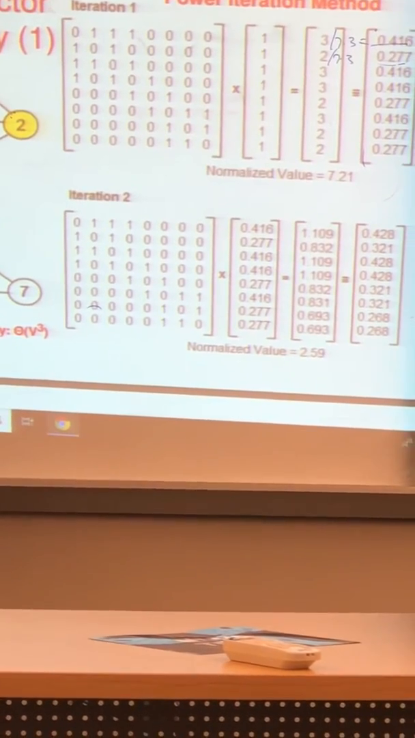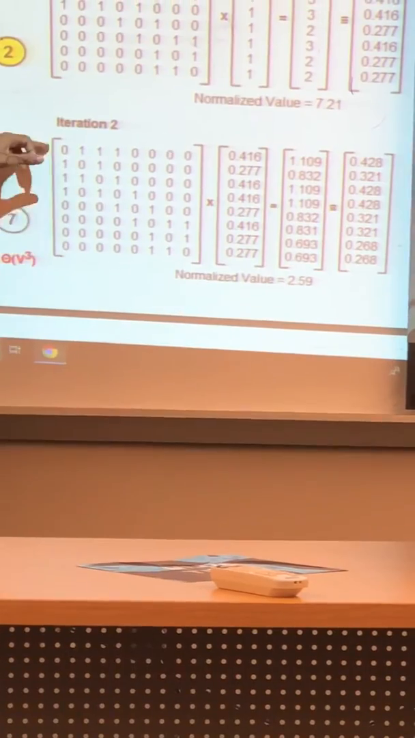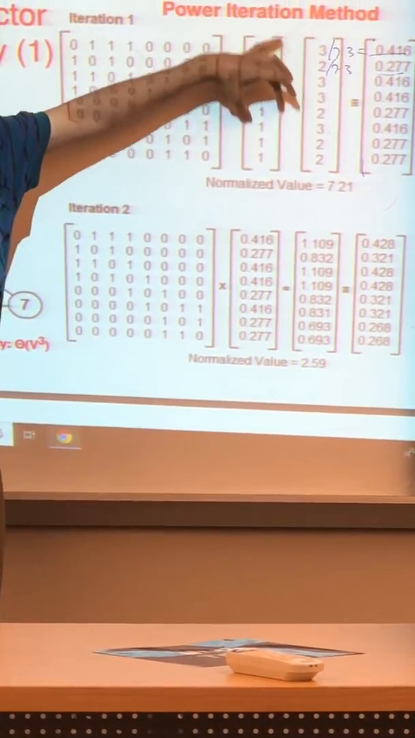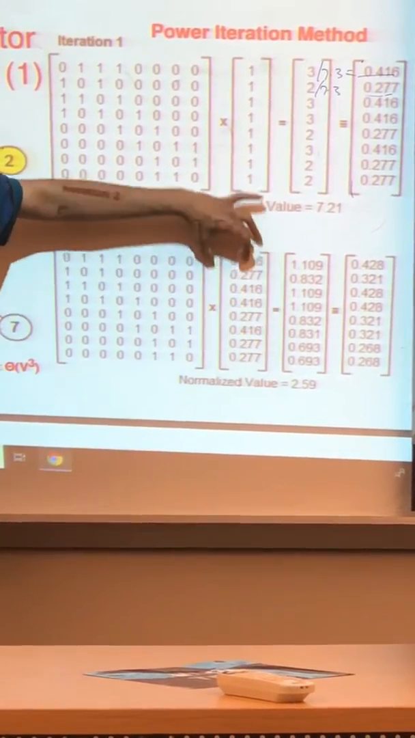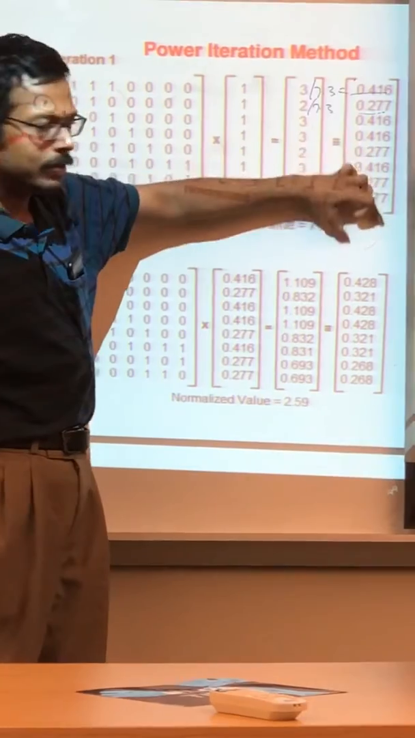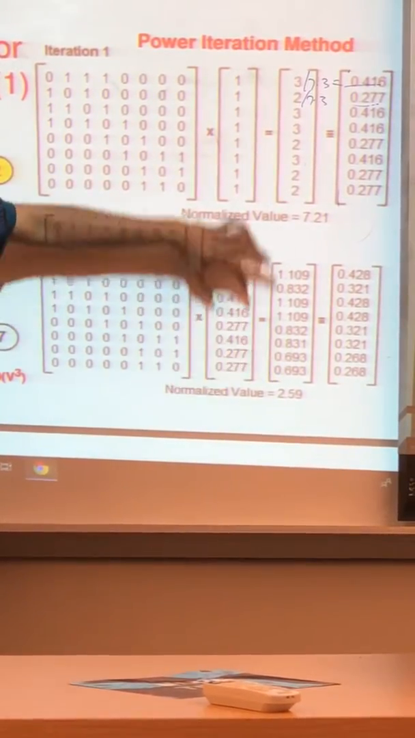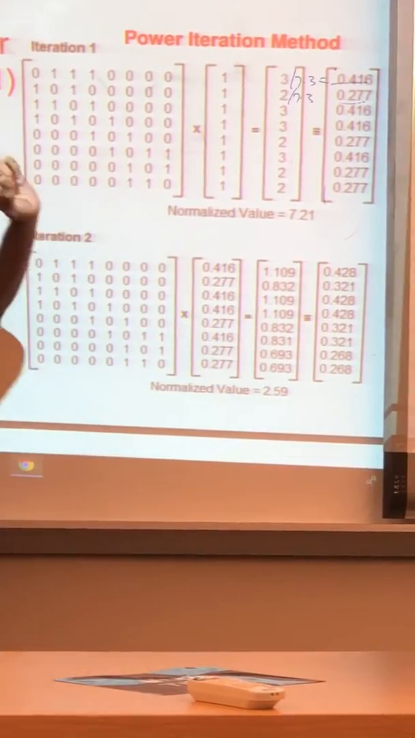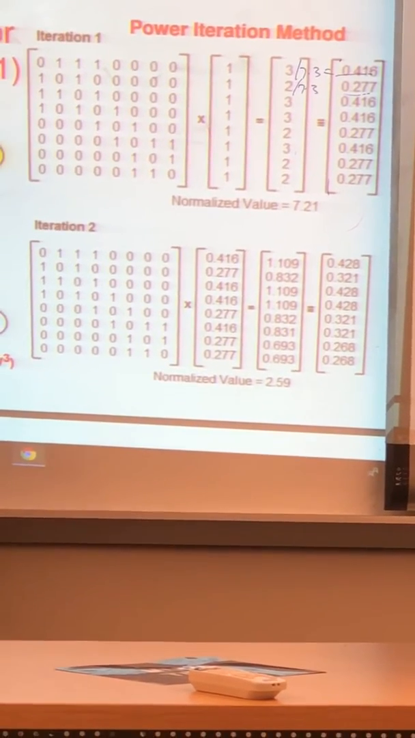So the second iteration, okay, of course in each iteration use the adjacency matrix as a basis, and instead of multiplying by the column vector of all ones, you multiply the adjacency matrix by this column vector, the normalized values. So 0.416, 0.277 and so on. So multiply the adjacency matrix with this column vector. And again, the same multiplication. How do you multiply now?